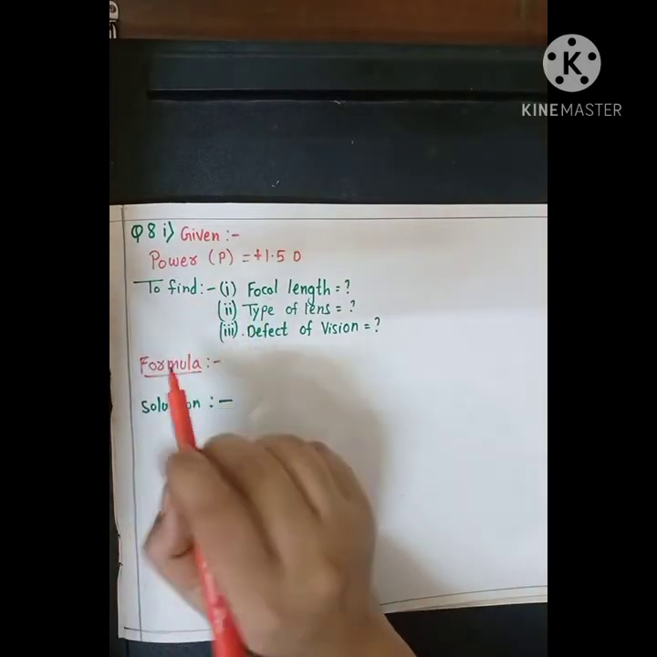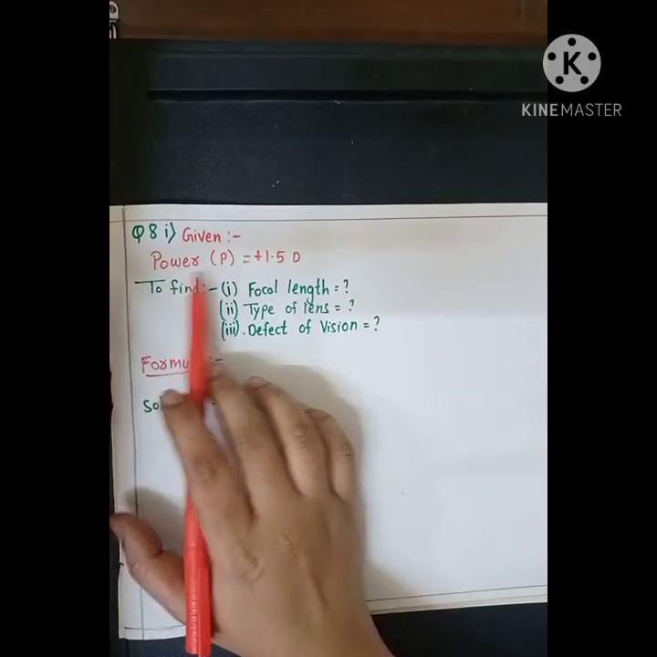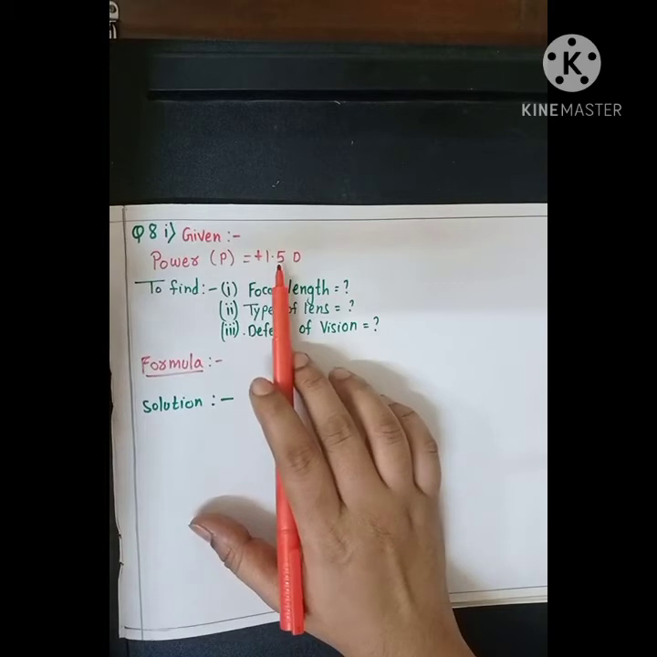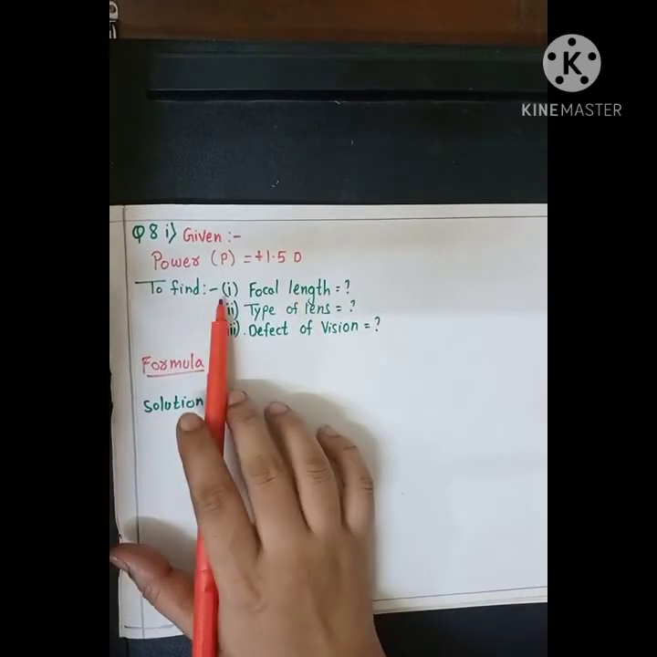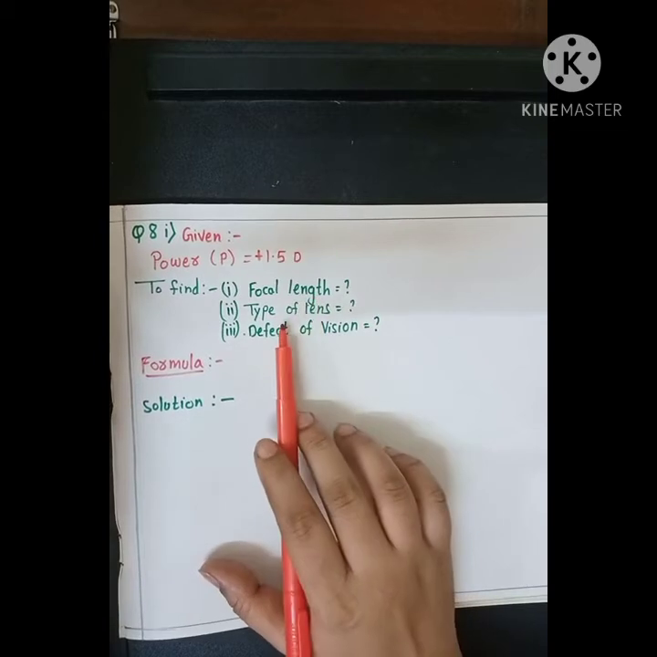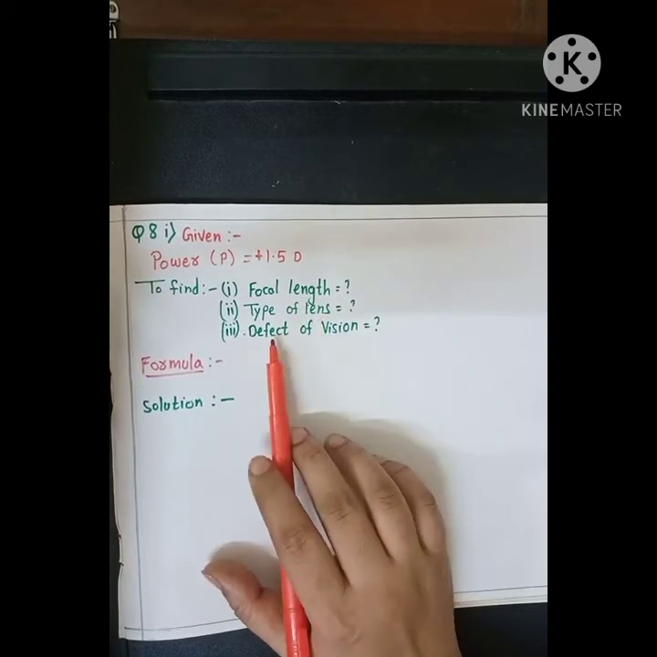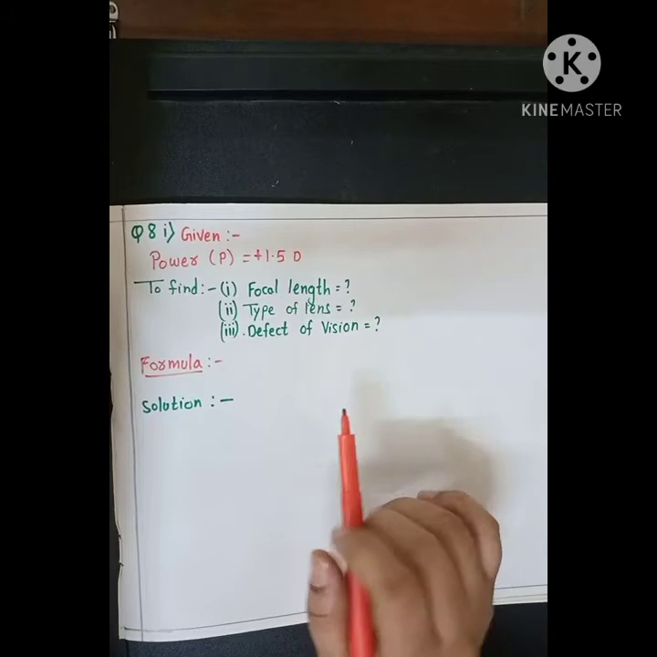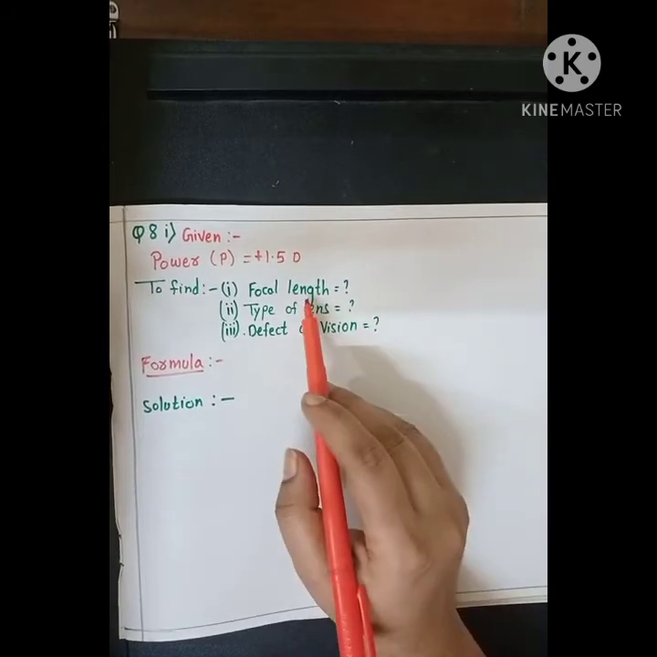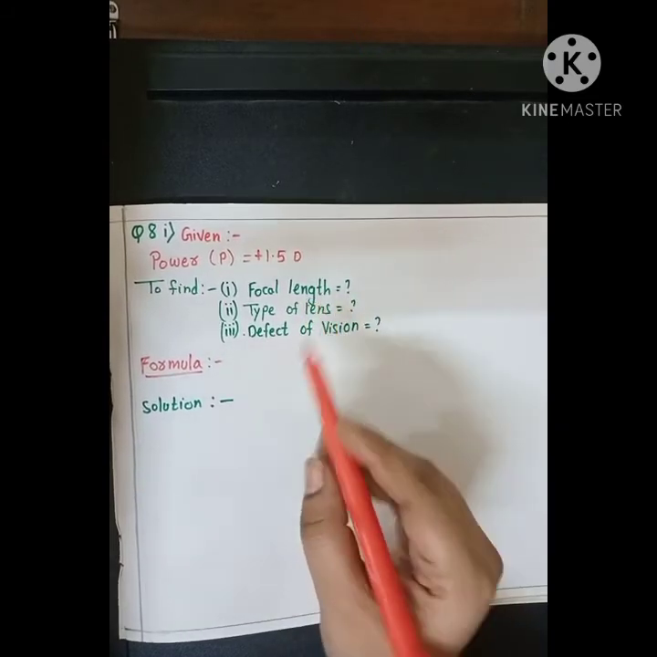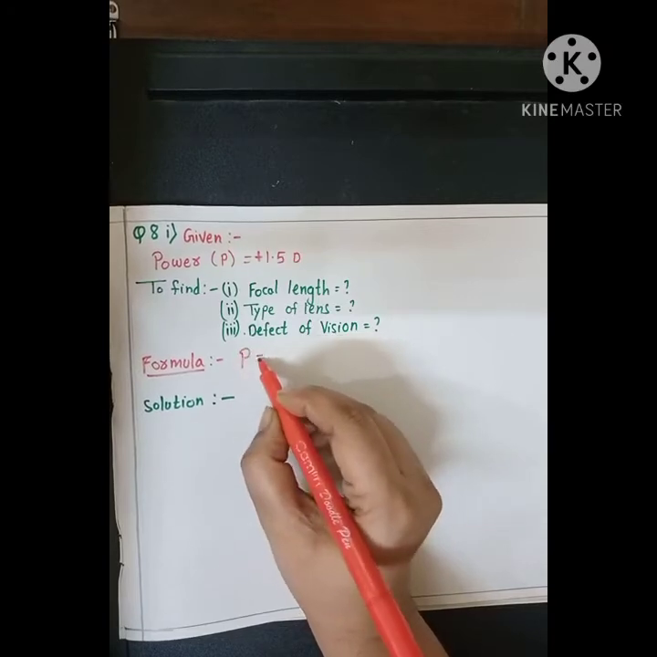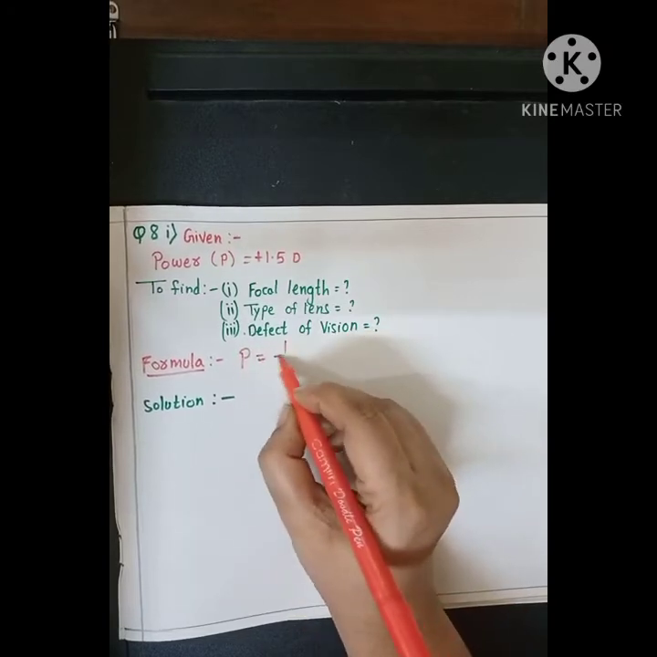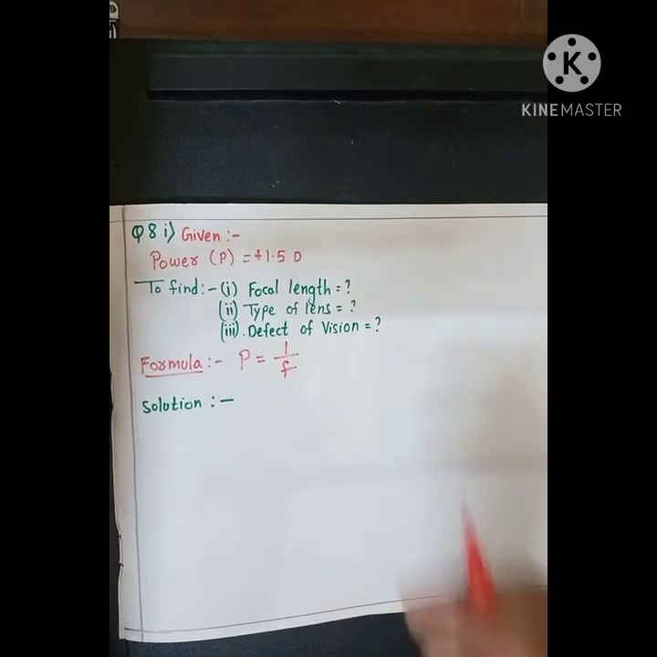In this sum, power is given, that is plus 1.5 diopter. We have to find focal length, type of lens, defect of vision. Now, to calculate focal length, we will substitute the formula of power. So, power is equal to 1 upon f.